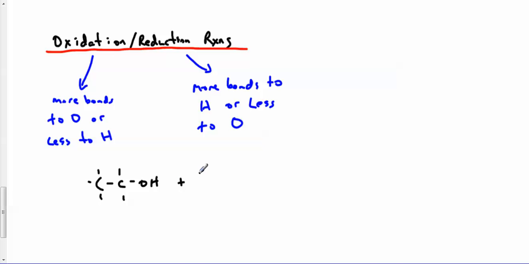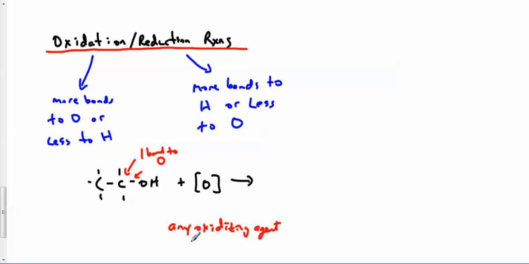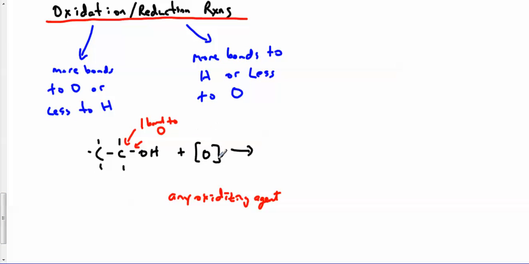Currently, this carbon right here is making one bond to an oxygen. This is any oxidizing agent. I'm not interested in specific ones. There are all sorts of things that oxidize. We'll just use the general term O with a square bracket around it. So currently it's making one bond to O. More than one would be two. So one possible product here would be, instead of making just one bond to O, to make two bonds to O. And then I would have an H. So we're going from one bond to O to two bonds to O.